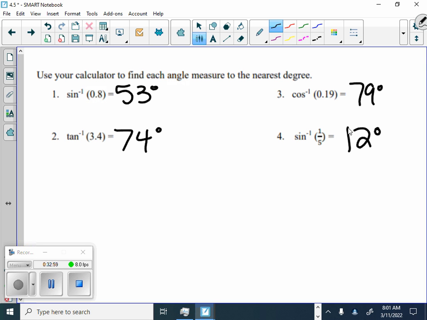Alright, yes. Divided by 5. Yes. Either or works. Either or. Yeah, if you click the fraction button or if you simply say 1 divided by 5, either one will be okay.